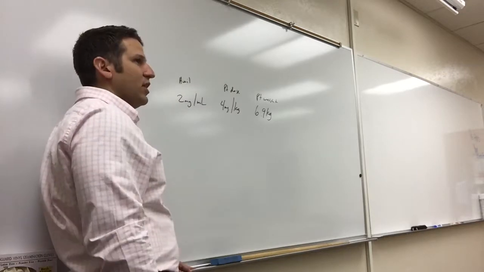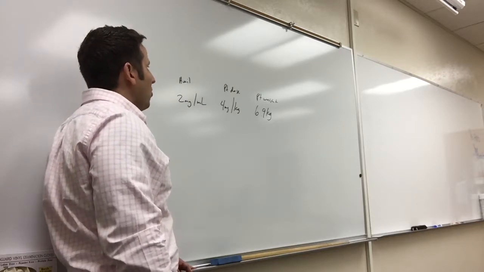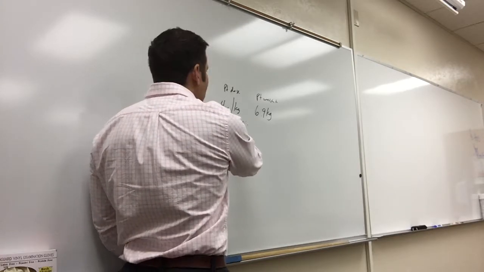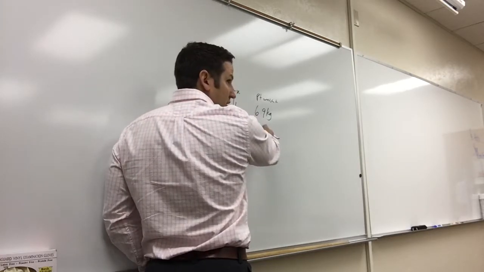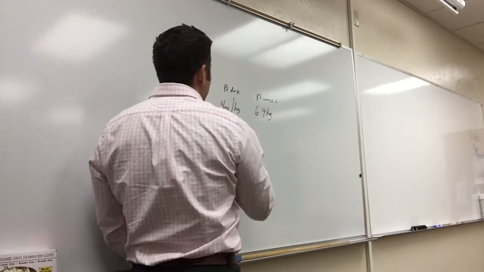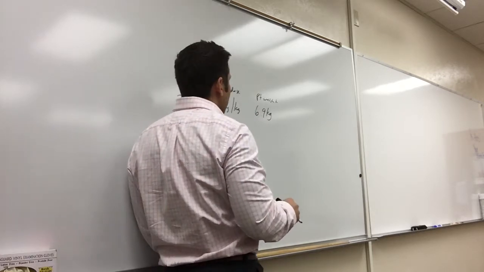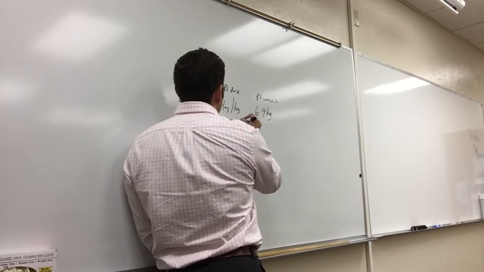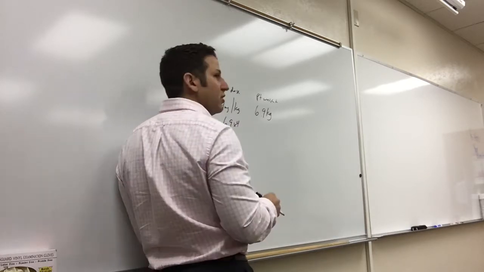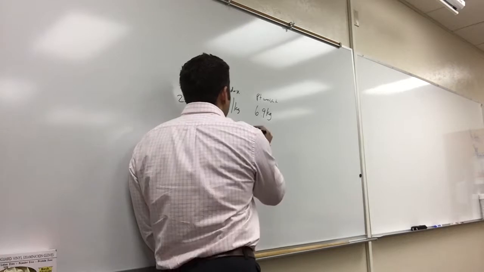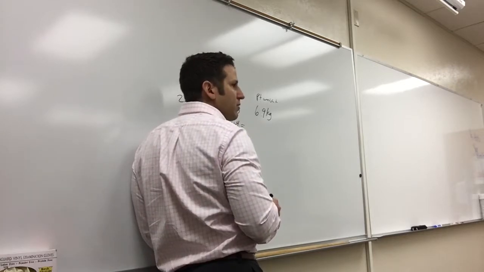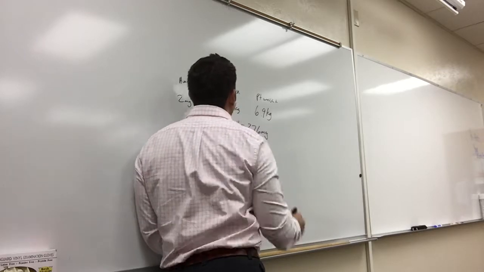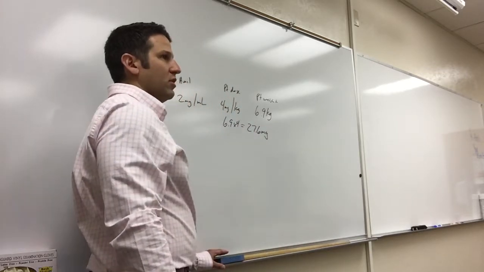Okay. So first things first, we have to find out what our real dose is, because right now we have a dose per kilogram. This is a general dose, but it's not yet specific to our patient. So we take 6.9 and multiply it by 4. So 6.9 times 4 equals, do we have a calculator? 27.6 milligrams is our patient's dose.